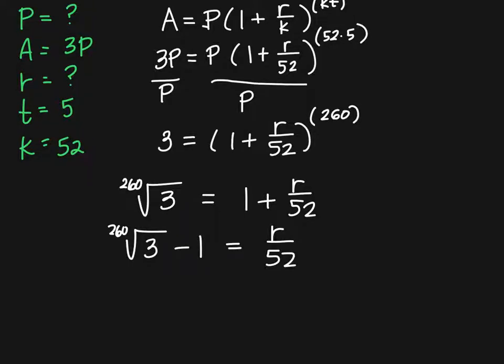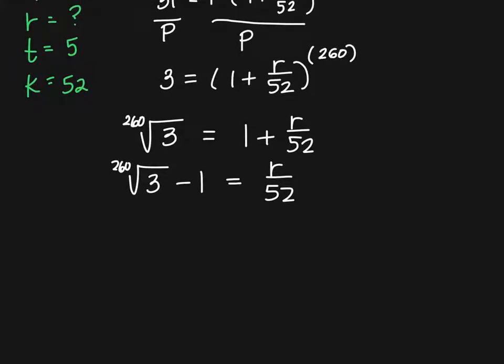Last thing to get rid of. Multiply by 52. Use parentheses, please. Put your 52 in front of your parentheses, and R is by itself. All right, so let me show you how to type that into your calculator. So type 52 parentheses into your calculator.